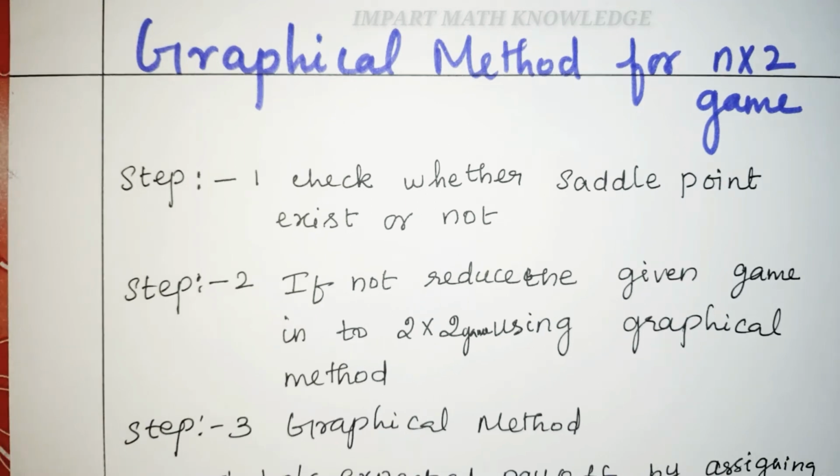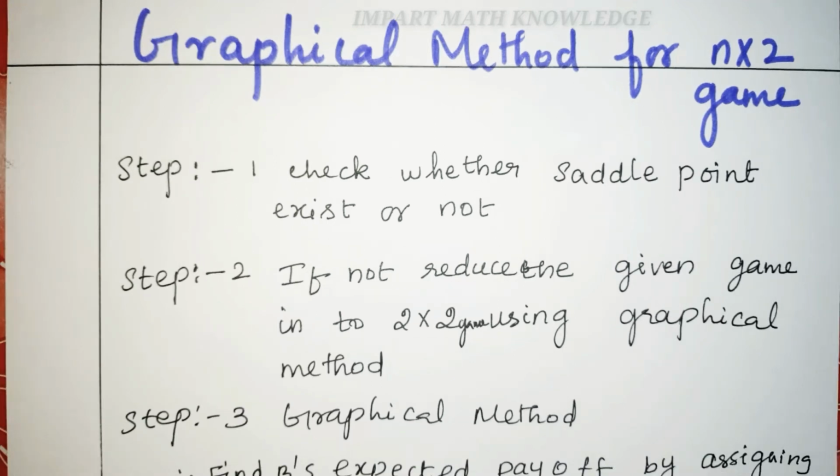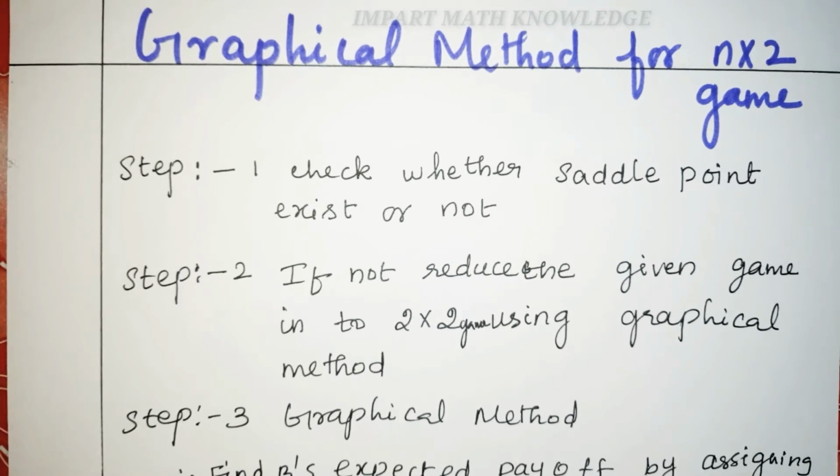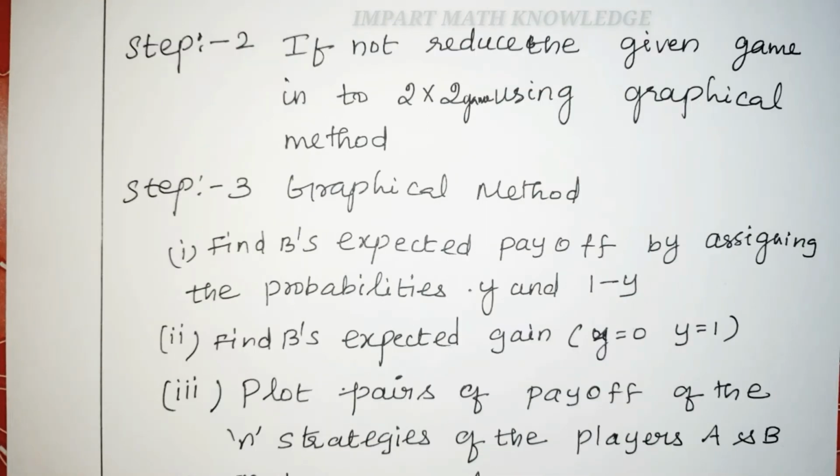In this video, I am going to discuss the graphical method for solving n by 2 games. In the given game, check whether a saddle point exists or not. If not, reduce the given game into a 2 by 2 game using the graphical method. In the graphical method, first you have to find B's expected payoff by assigning the probabilities y and 1 minus y for the first and the second strategy. After that, you have to find the expected gain for player B.